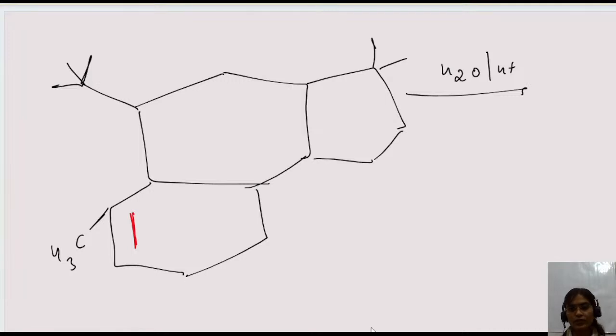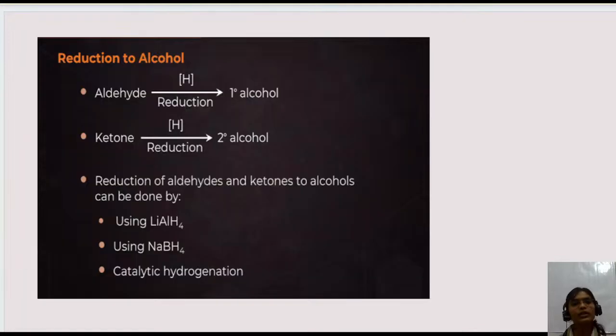Now, let's discuss the second point here. Okay, what is the second point? We are discussing a sequence here. First of all, we covered the nucleophilic addition reaction. Second point, we covered Clemmensen reduction, Wolff-Kishner, or the Wittig reaction. Okay, now let's talk about some reducing agents. Now the next topic is going to be the reduction to the alcohol.